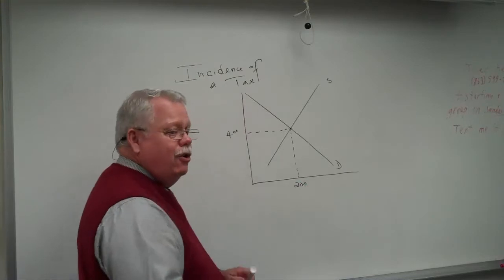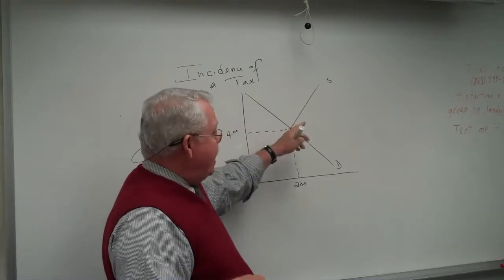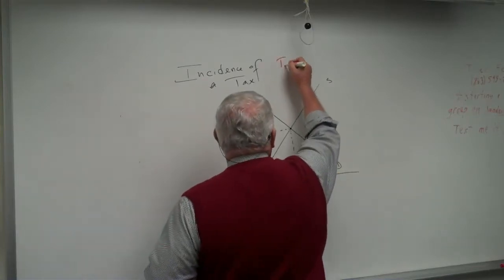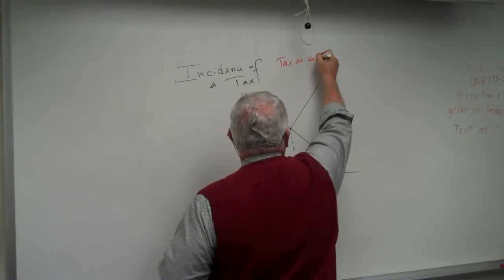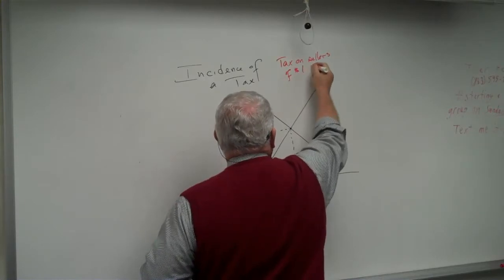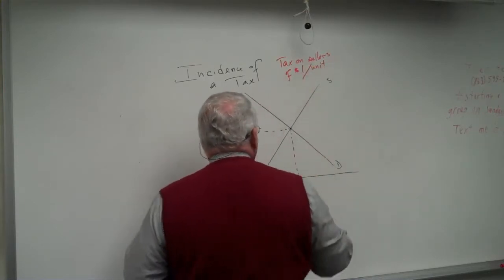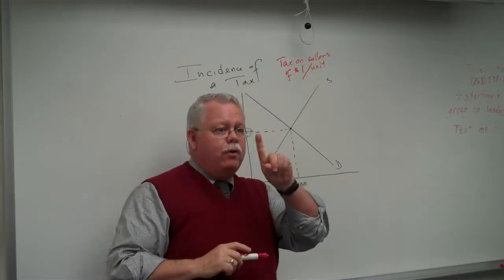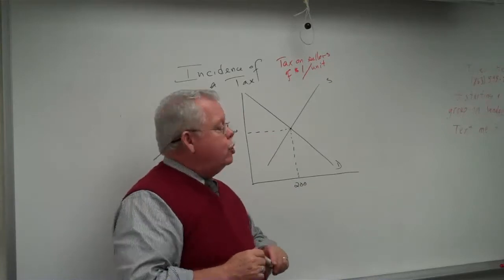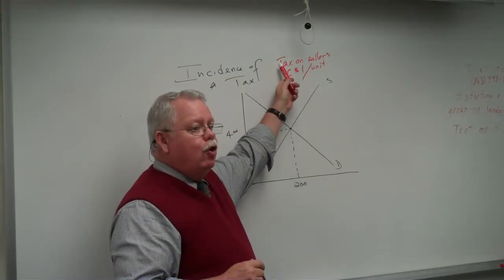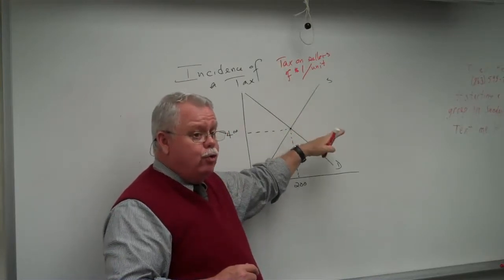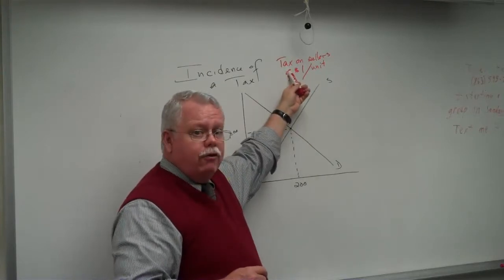What we're going to do, the government is going to impose a sales tax on the sellers of $1 per unit. What will that do to equilibrium first? What will happen? Which curve will be affected? The supply curve, because we're sellers. And what does a tax do to the supply curve? It's going to decrease it, because this is like increasing their cost of production.